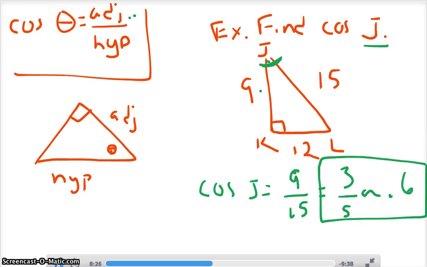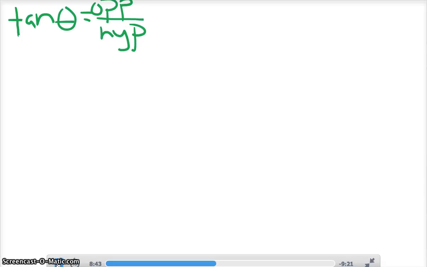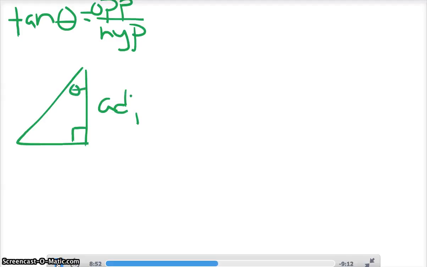Move on to tangent. So this should be on the top of the tangent one. Tan theta equals opposite over adjacent. So if this was my angle here, this side would be my adjacent side, and this side would be my opposite side.